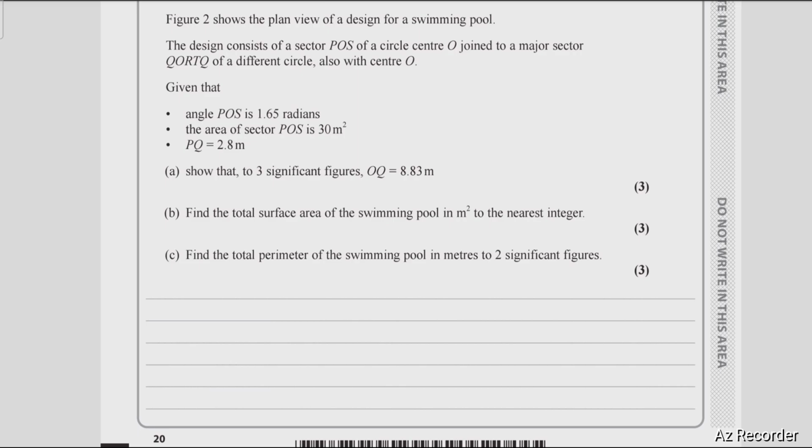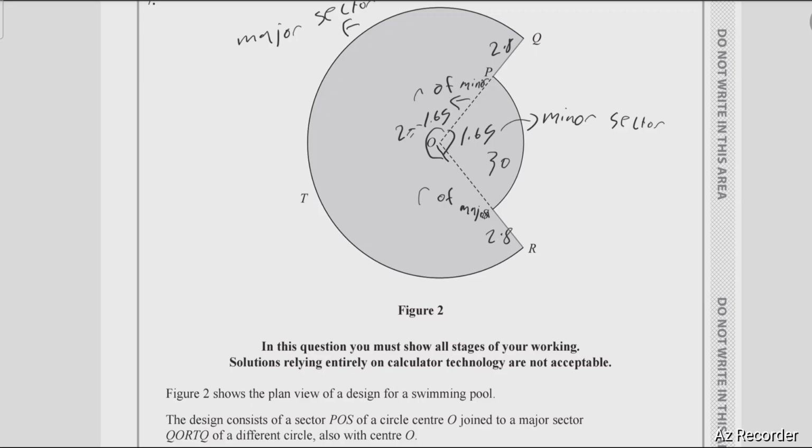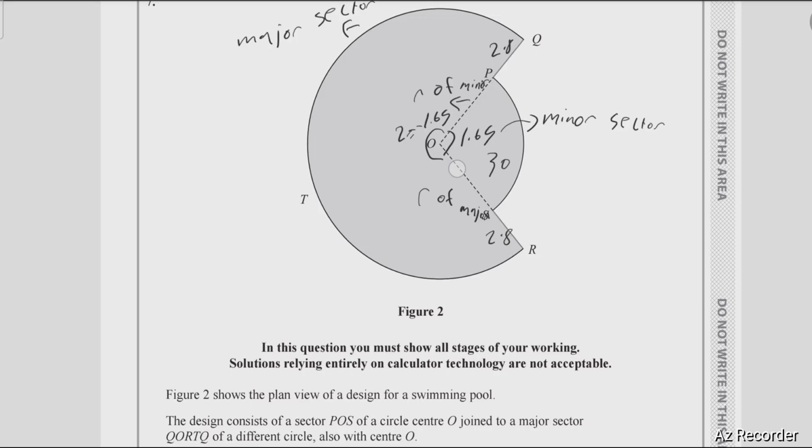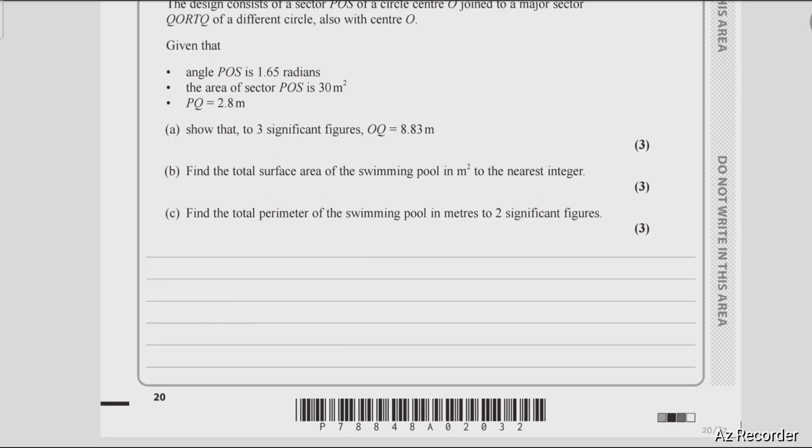It's a circle. Question A. Show that to three significant figures, IQ is equal to 8.83. Line IQ is this whole thing, or it's just the radius for the major sector. Okay. Since we know the area, the equation for the area of a sector is half r squared theta.